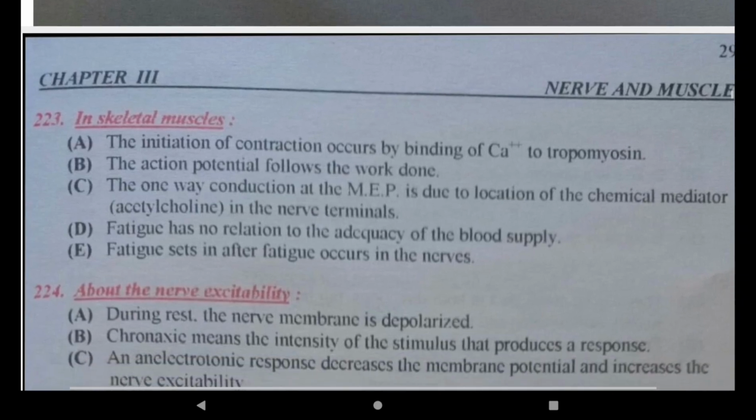You can go ahead and look at 223, which says: in skeletal muscles, A. The initiation of contraction occurs by binding of calcium ions to troponin. B. The action potential follows work done. C. The one-way conduction at the MEP is due to location of the chemical mediator acetylcholine in the nerve terminal. D. Fatigue has no relation to deficiency of blood supply. E. Fatigue sets in after fatigue occurs in the nerves.